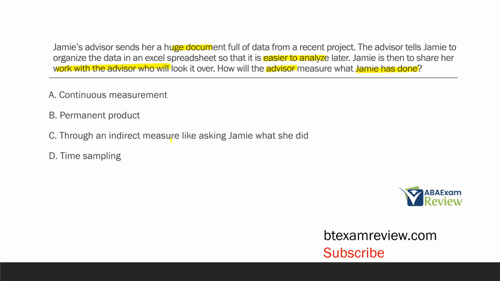What about C? Through an indirect measure, like asking Jamie what she did. The advisor could do that, but that's not what is occurring here. Jamie is sharing her work with the advisor, so the advisor can look at the permanent product. And then D, time sampling. Time sampling has to do with discontinuous measurements, where we're taking a sample of time. Again, the advisor is not doing that. She's not even watching Jamie work necessarily. She's simply asking Jamie to send a result of the behavior. Therefore, she can measure the result. So the advisor is measuring what we would call B, permanent product.